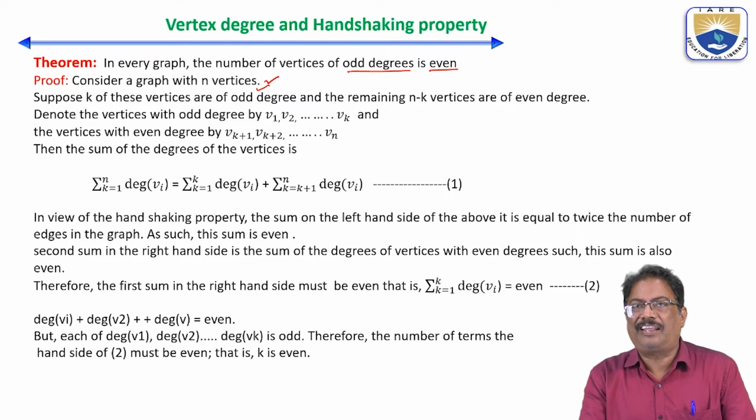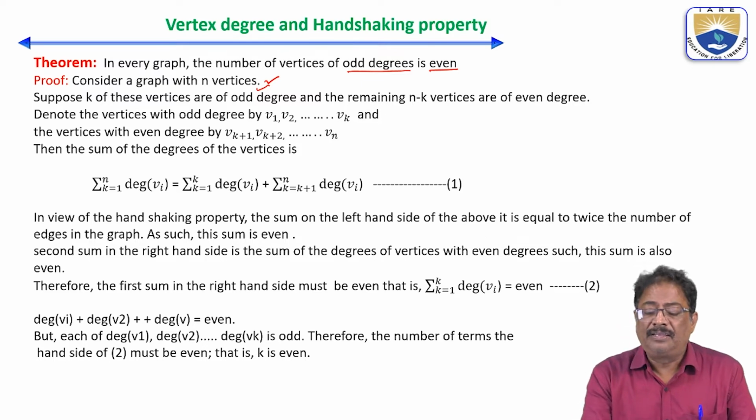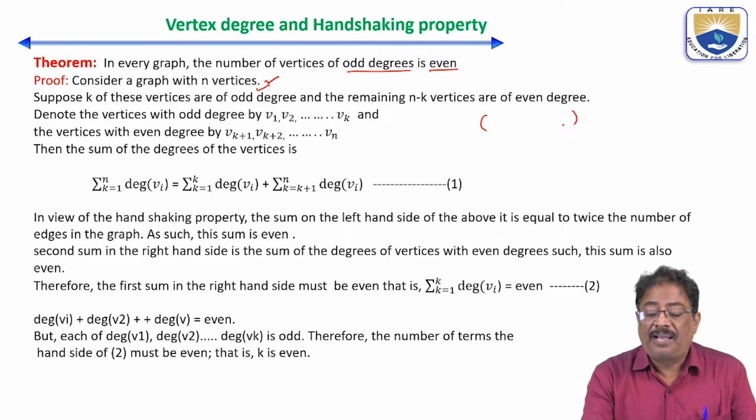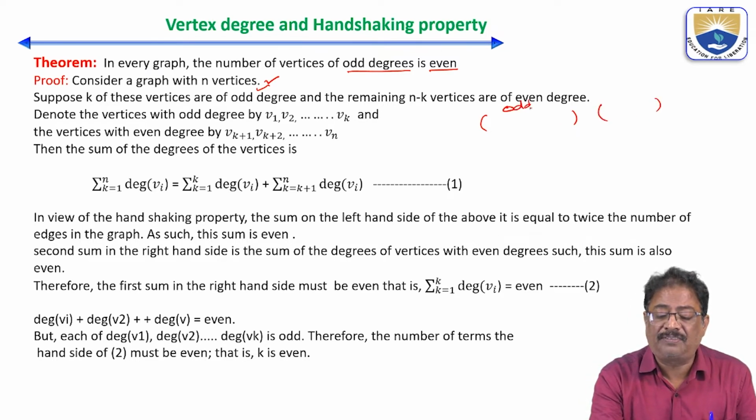I am going to rearrange the vertices so that wherever the odd degrees are, I pull those first to one side, and the remaining even degrees to the other. So this is the odd degree vertices and this is the even degree vertices.